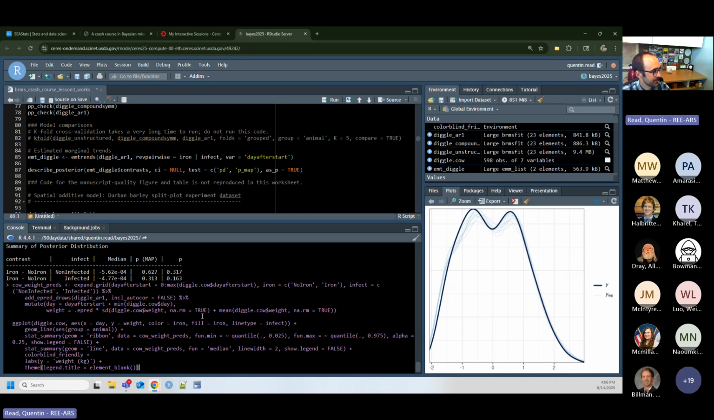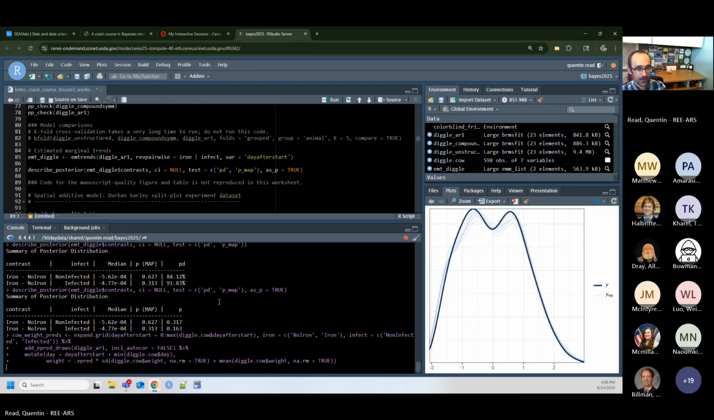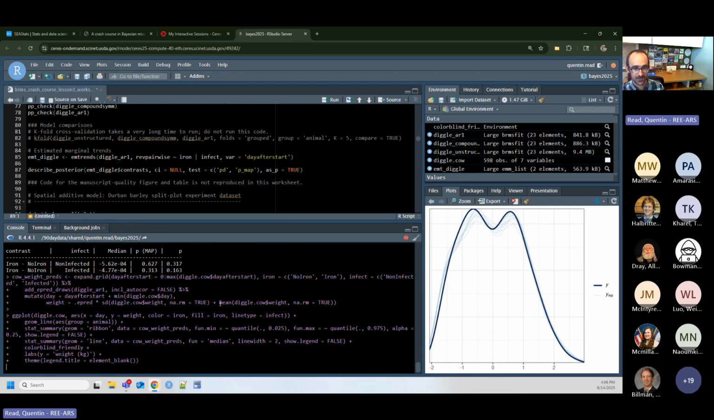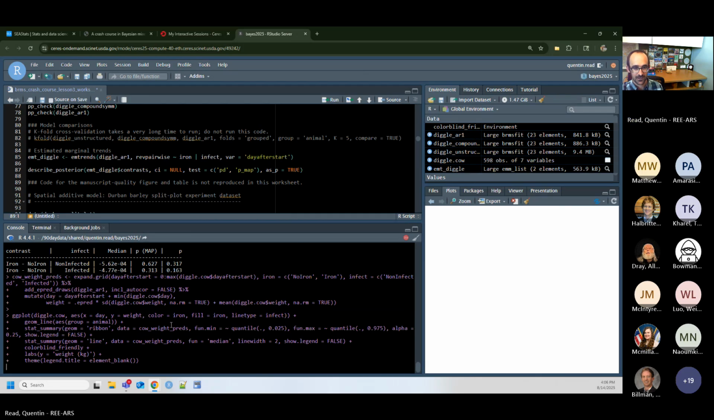And we have to say include autocor equals false to give us the average prediction, not the individual predictions that account for the autocorrelation within each cow. Although they're accounted for in our inference, it'd be too complicated to plot them on the plot. So we just want to show the averages, averaging over that autocorrelation. So it takes a little time to compute all of that.